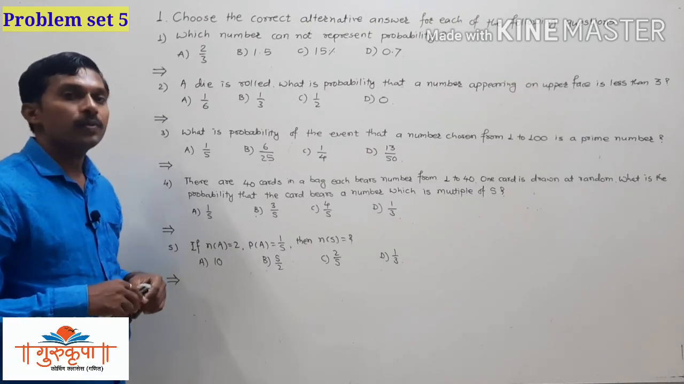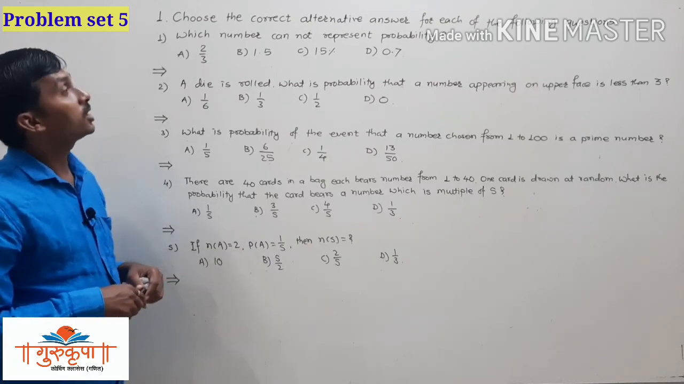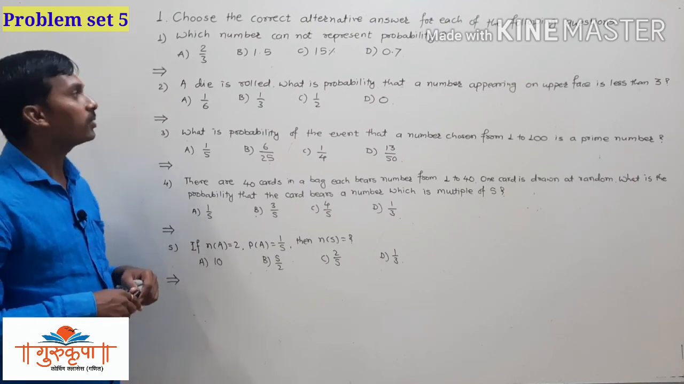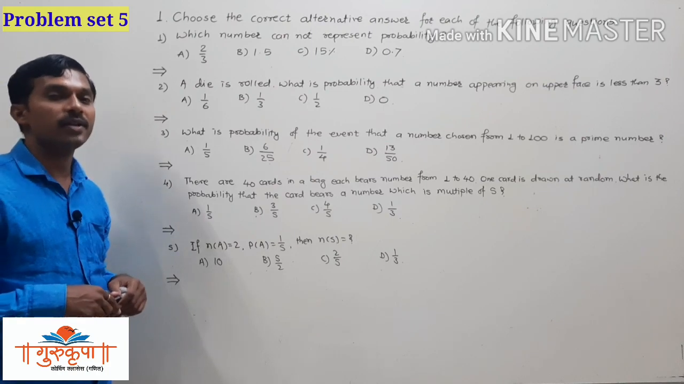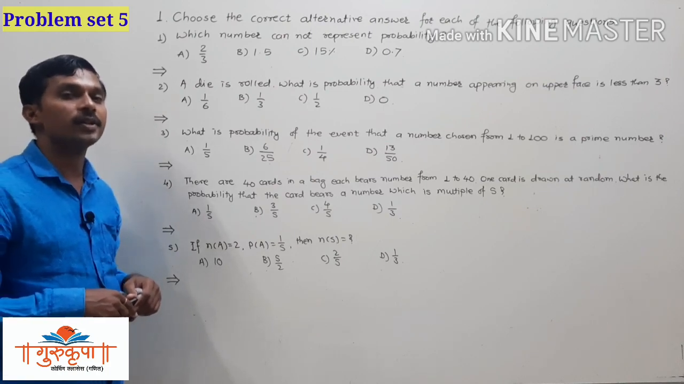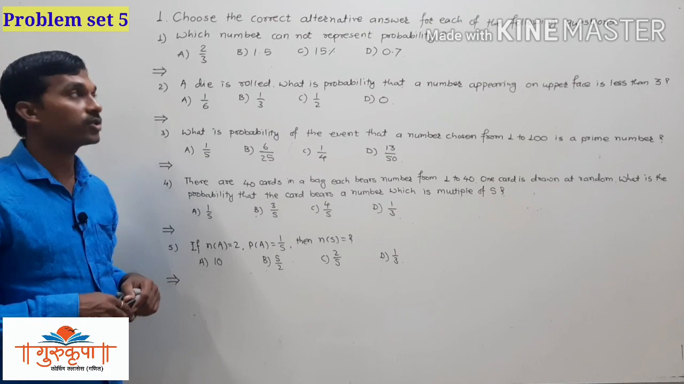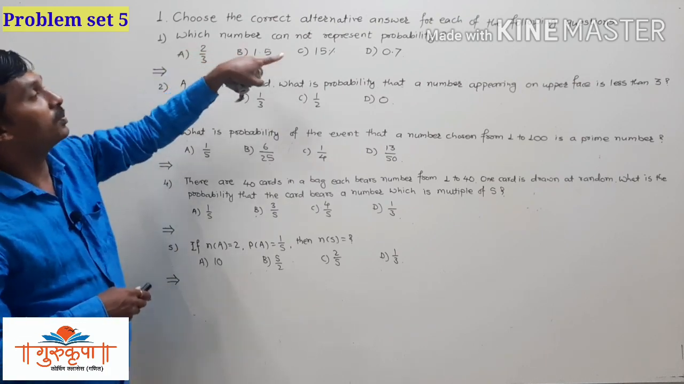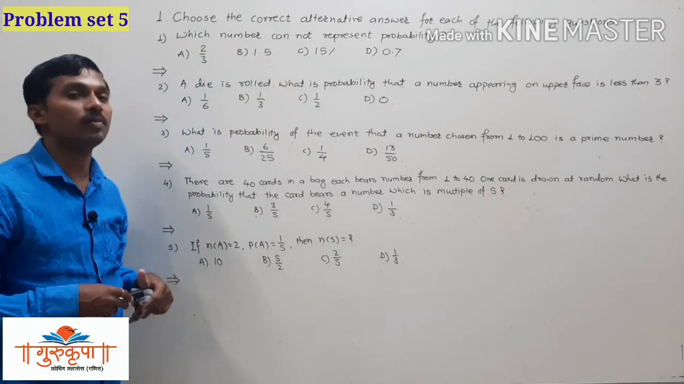Problem set 5. First question. Choose the correct alternative answer for each of the following questions. We have been given multiple choice questions and we have to select the correct alternative for each question. So the first example we have is: which number cannot represent probability?